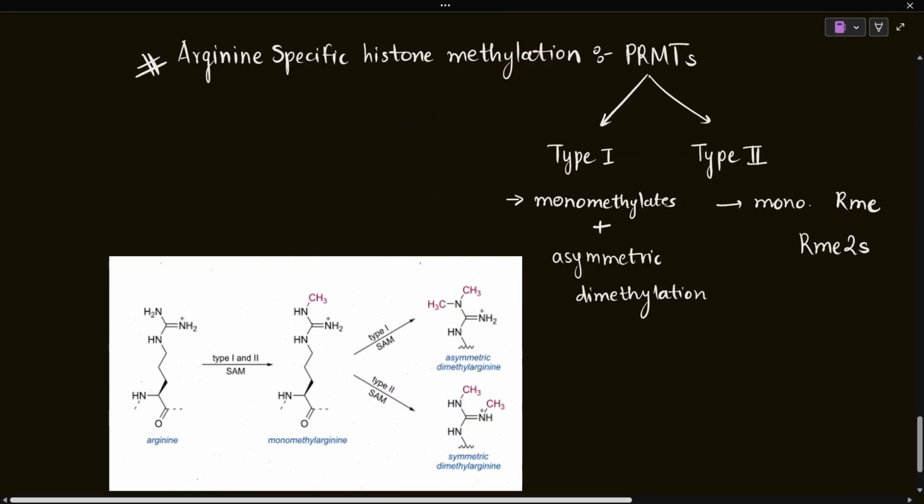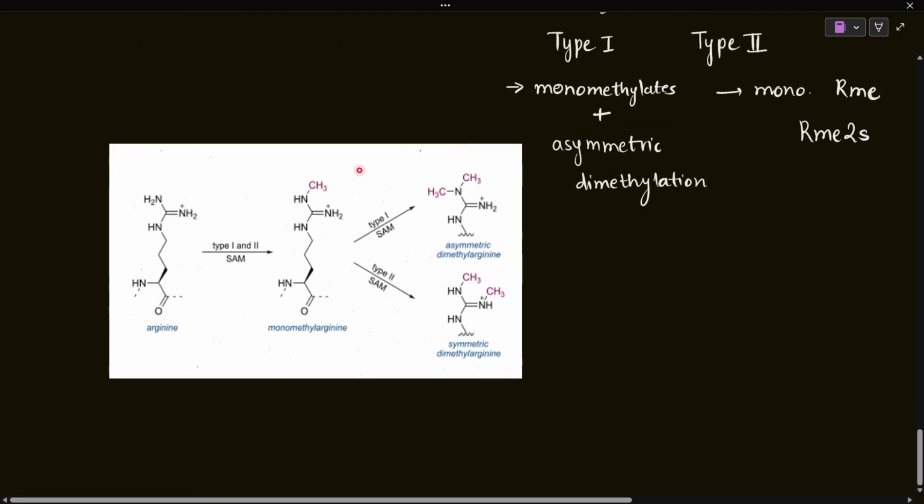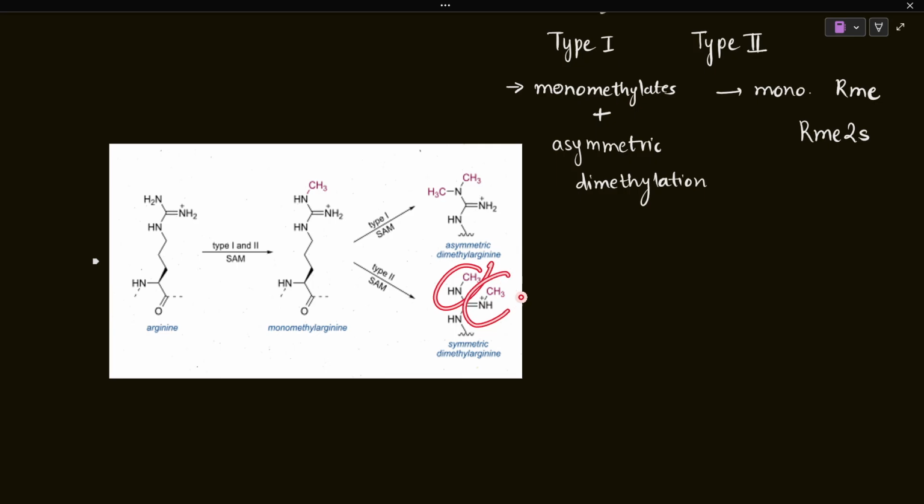So let's have a look at it. This is the arginine residue, on which both type 1 and type 2 PRMTs can work. If the type 1 PRMT catalyzes the reaction, then after monomethylation the other methyl group is added in asymmetric fashion. You can see it is asymmetric. But if the type 2 PRMT works on it, then the dimethylation is done in a symmetric manner.